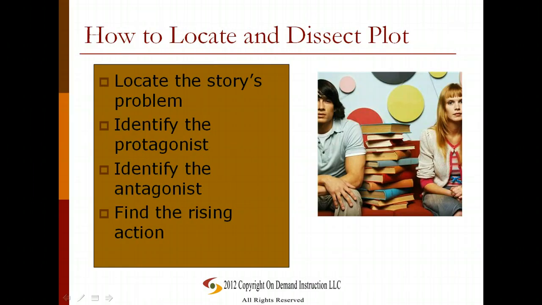So how would you locate and dissect the plot when you're looking at a memoir? You want to look and find what the story's problem is. Once you can locate that, you can start to break down what the rest of the plot is. Identifying the protagonist and antagonist can show you where that conflict comes into play and how that friction is created, giving the story intensity. Look for the rising action in particular. The rising action is typically the largest piece of the plot in a story, and that's included in memoirs as well.